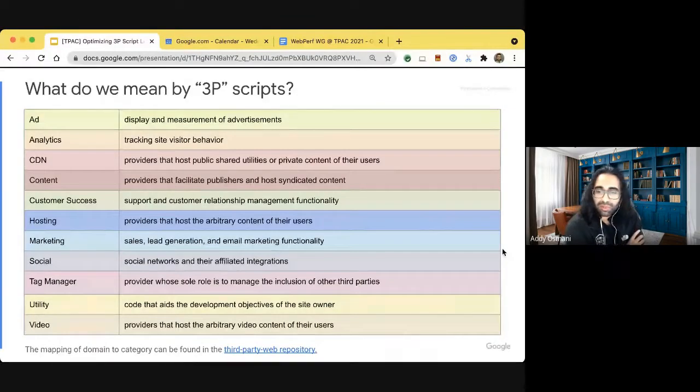So what do we mean by third-party scripts? This is a very big bucket of stuff. So it's everything from analytics scripts, CDN scripts, customer success, help desk, widgets, video players folks may be embedding into their pages, marketing, tag managers. There's a lot that goes into the Wild West that are third-party scripts, but we're typically talking about this large category of things that are not necessarily owned by the first party that are including them into their site.